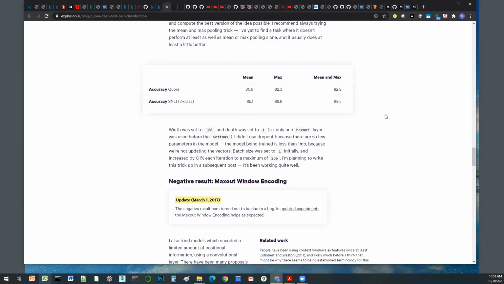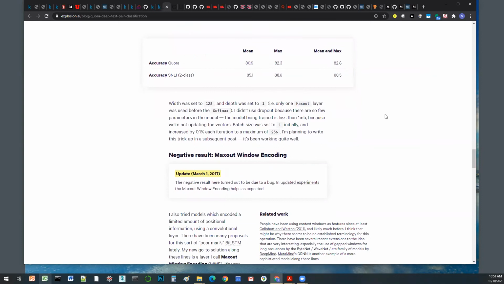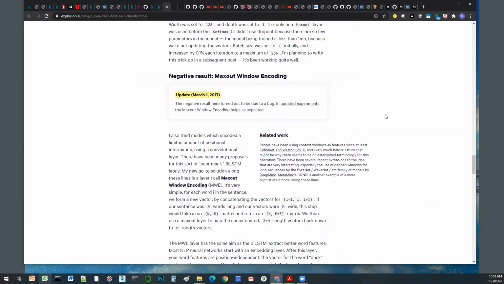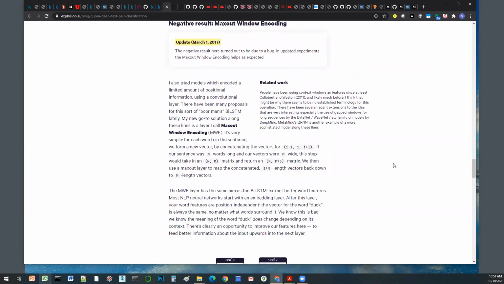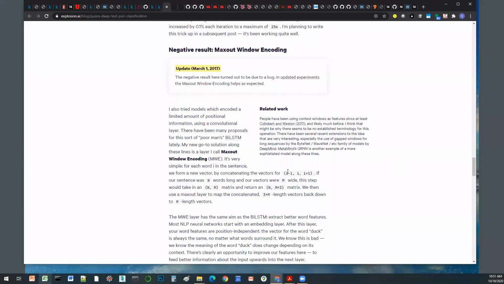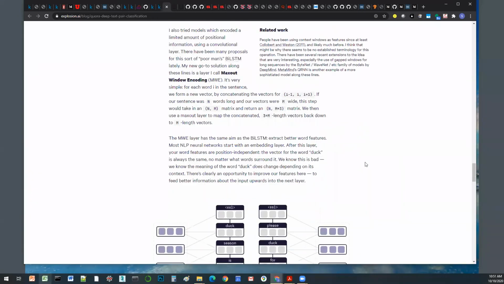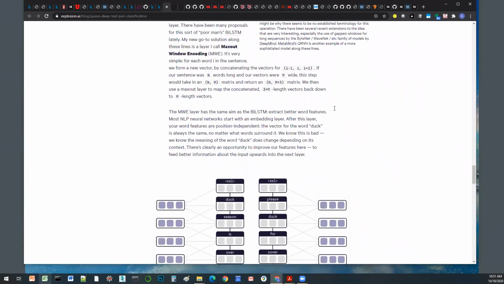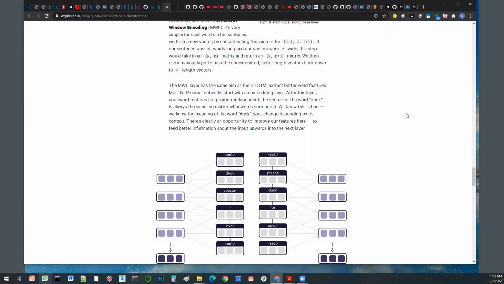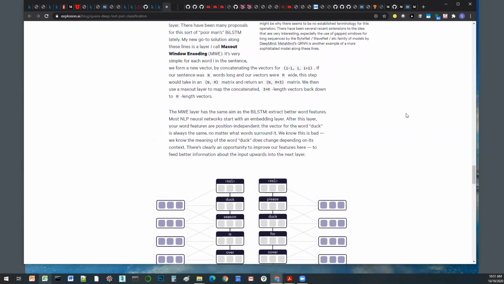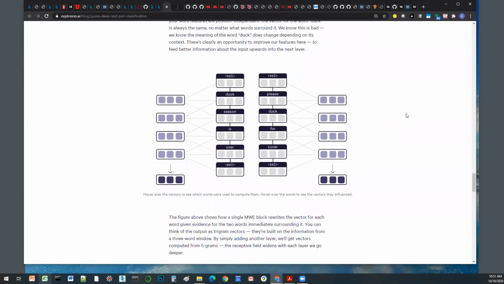And the next step with this approach, if you want to get more aggressive, and it seems very interesting, is what he calls the max out window encoding. In this case, instead of just taking a single sentence and figuring out the mean and the max, he tries to emulate a bidirectional LSTM by doing it on 3 sentences: the sentence before, the current sentence, and then the sentence after.